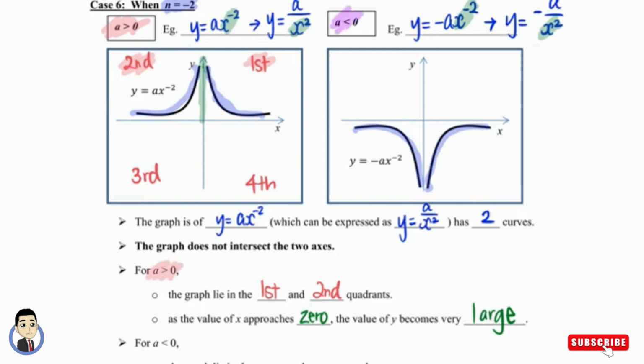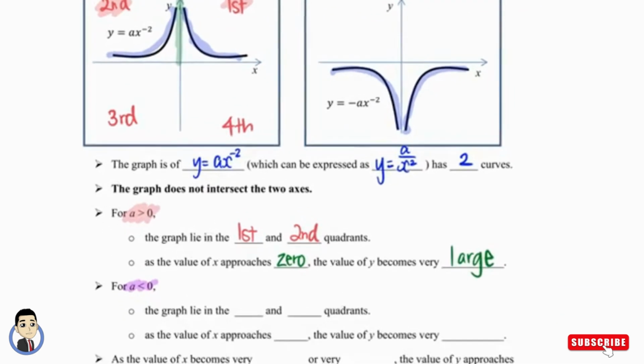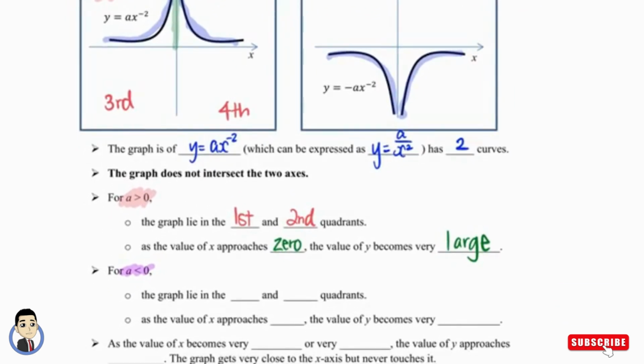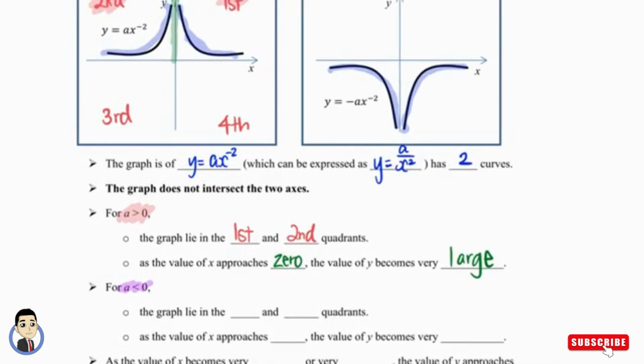As for the case where a is less than 0, which is the right side graph, do notice that again this is first, second quadrant, third and fourth quadrant, that the graph lies on the third and fourth quadrant. And again, the value of x, as it approaches 0, which is around here, what happened to the value of y? Yes, it becomes very, very small. The y keeps on decreasing.